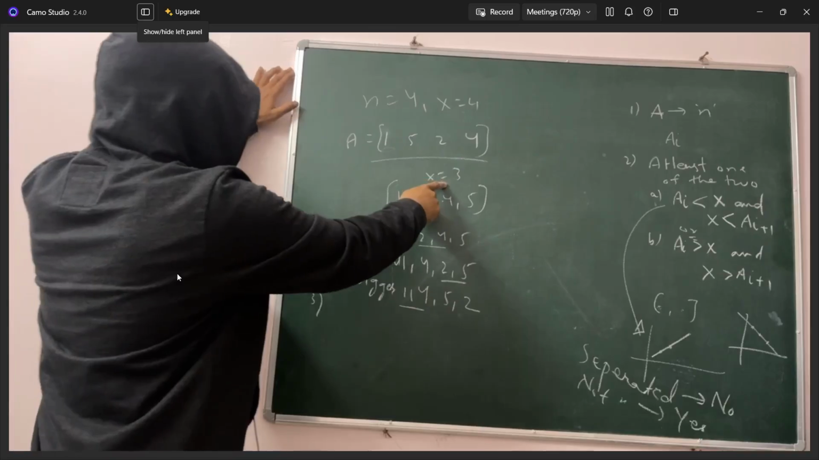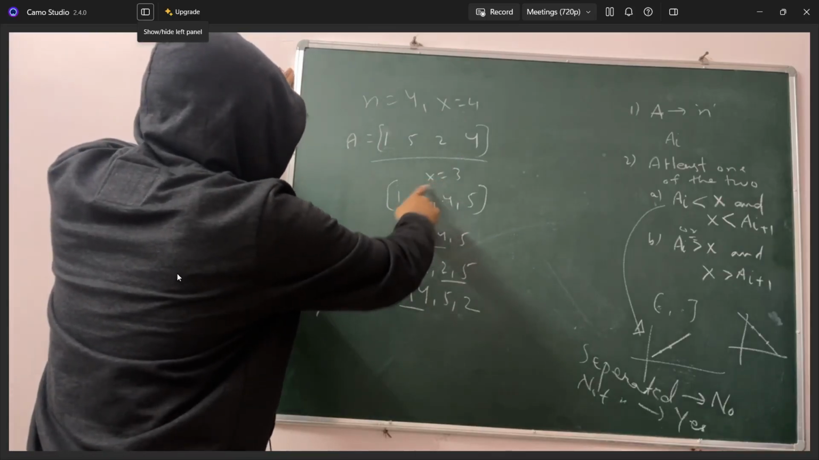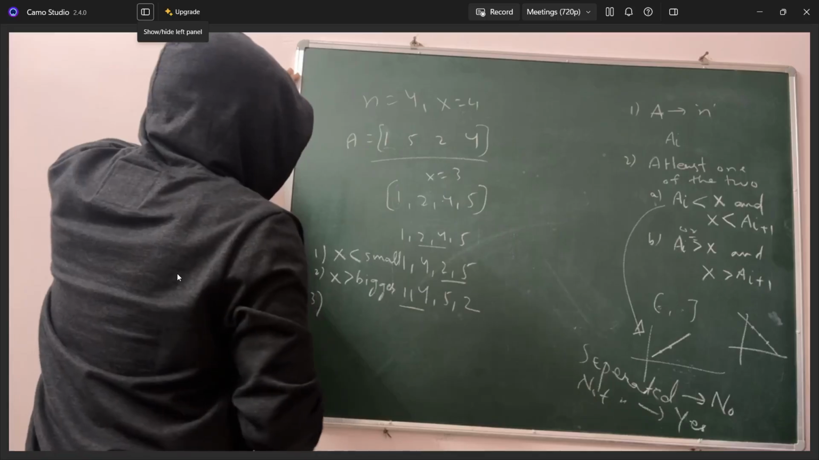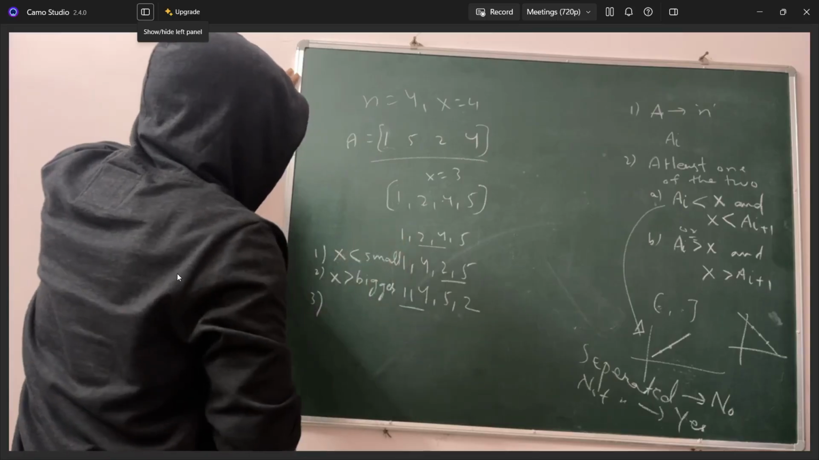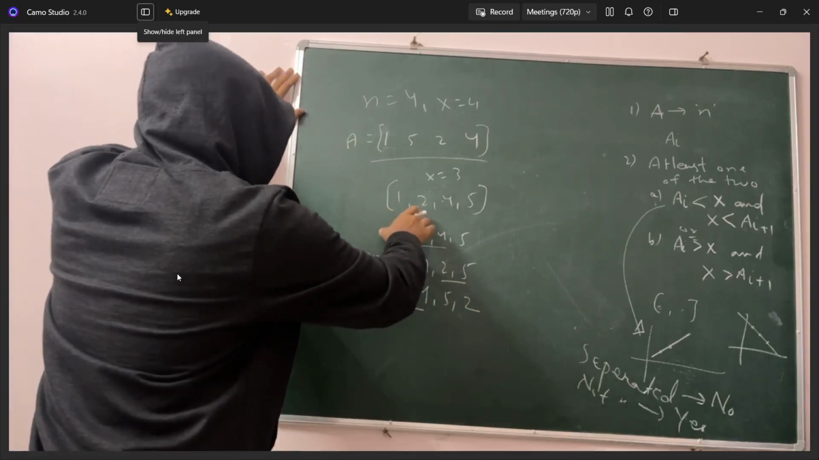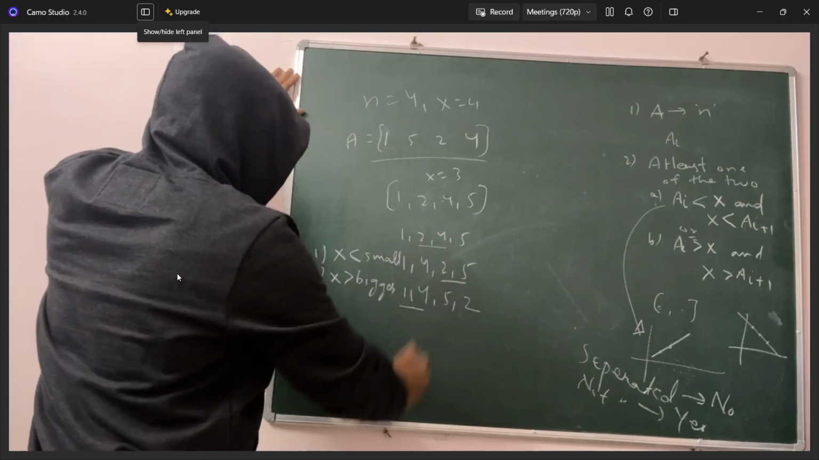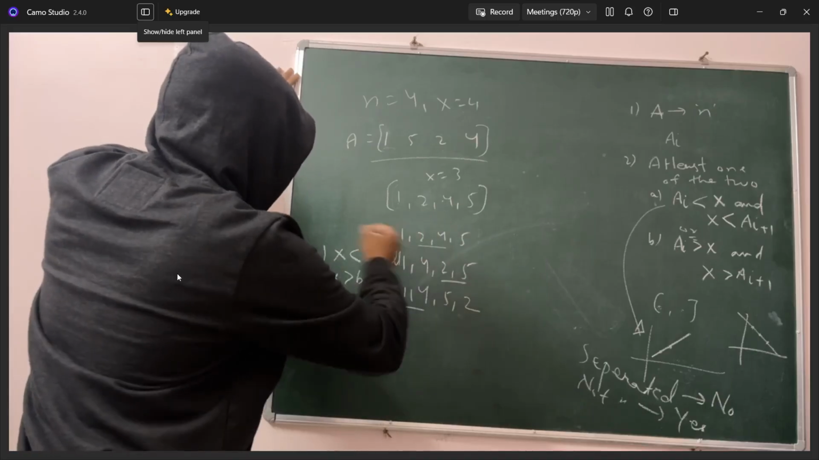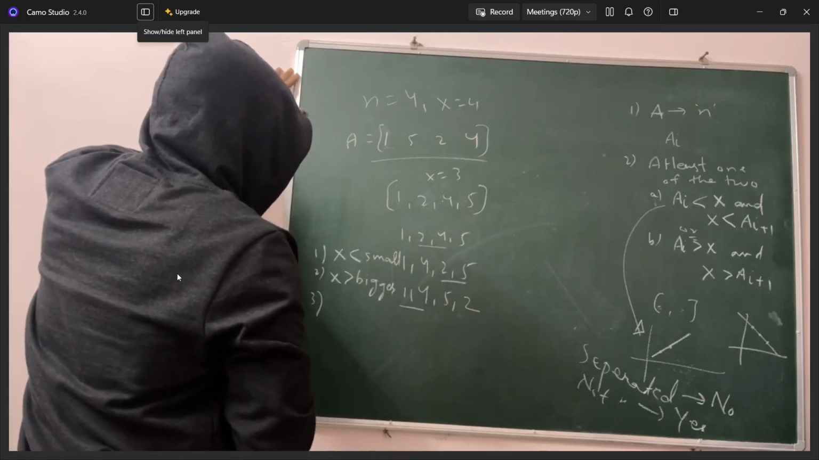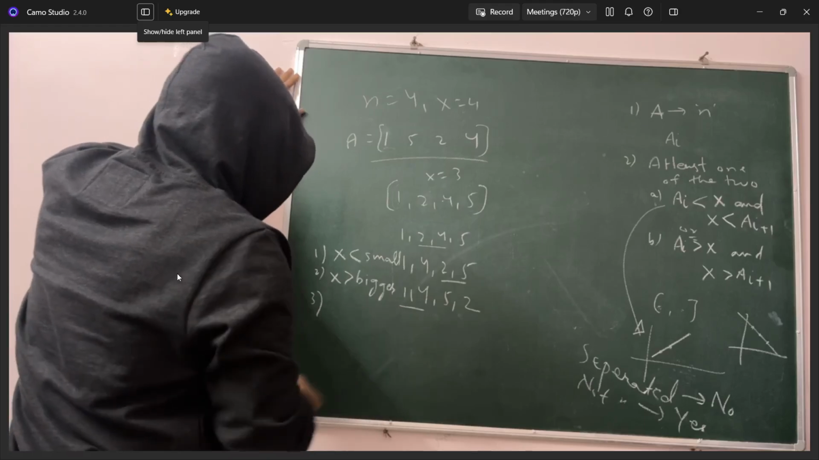But when x is between the smallest and largest element, no matter what arrangement you make, it will always be separated. You try to take this example and make all the valid permutations. It will be, I think, 16 permutations. So you can make that and try it.